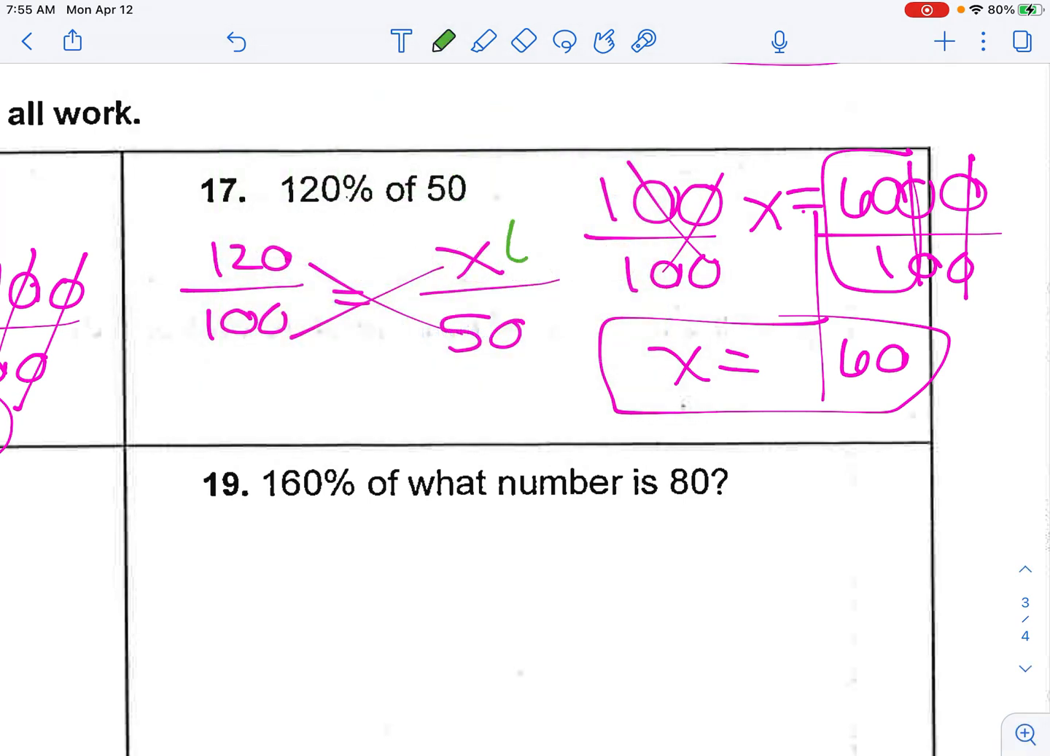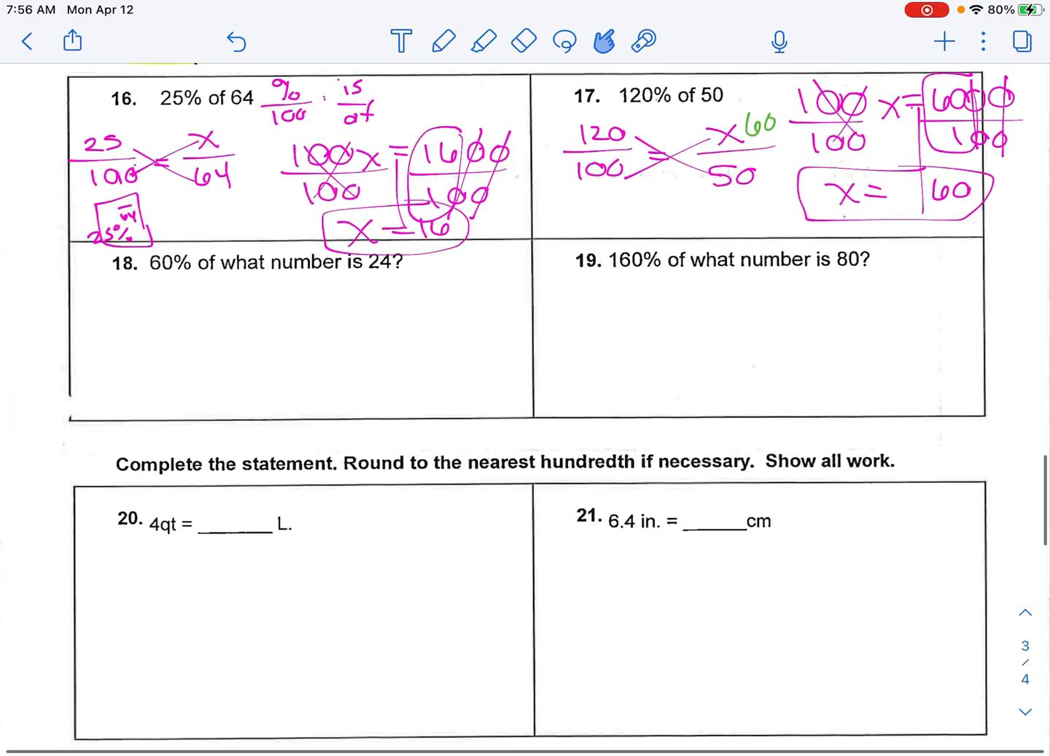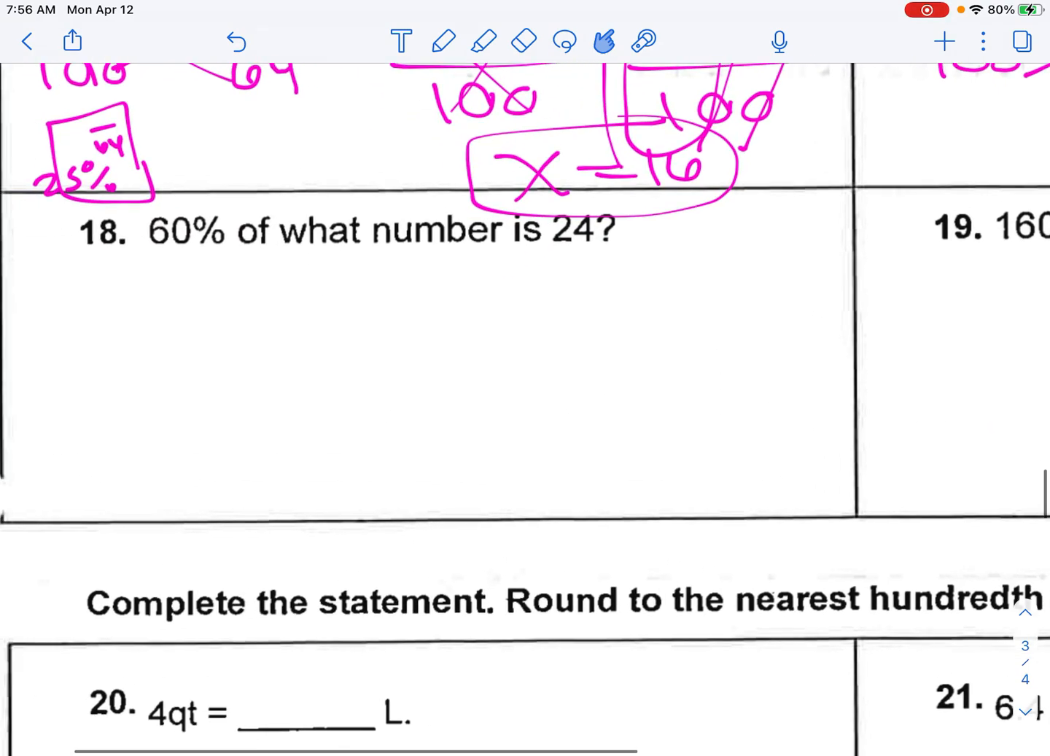Because if this number, I'm going to choose a different color. 120% is greater than 1 whole, right? So let's say that you invited 50 friends to your birthday party, but 60 friends showed up. If 50 out of 50 would have shown up, that would have been 100% of your guests. But if 60 out of 50 show up, 120% of your friends showed up to your birthday party.